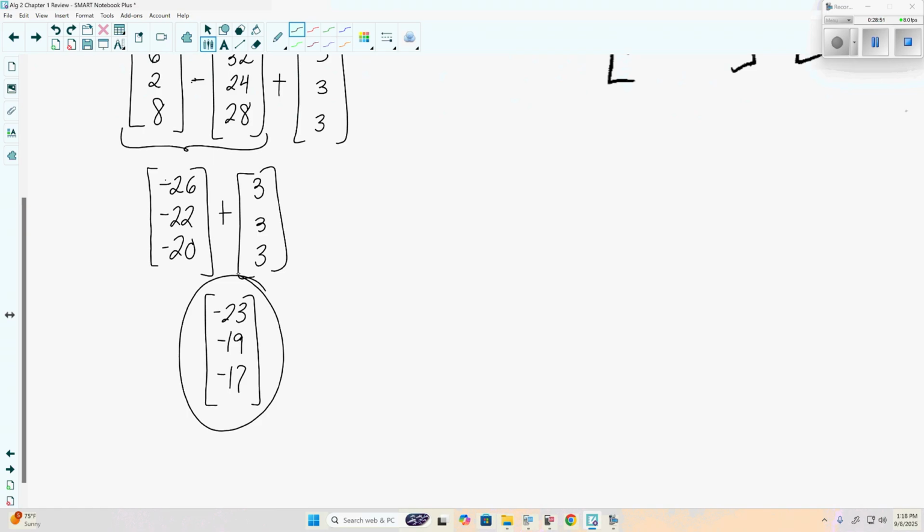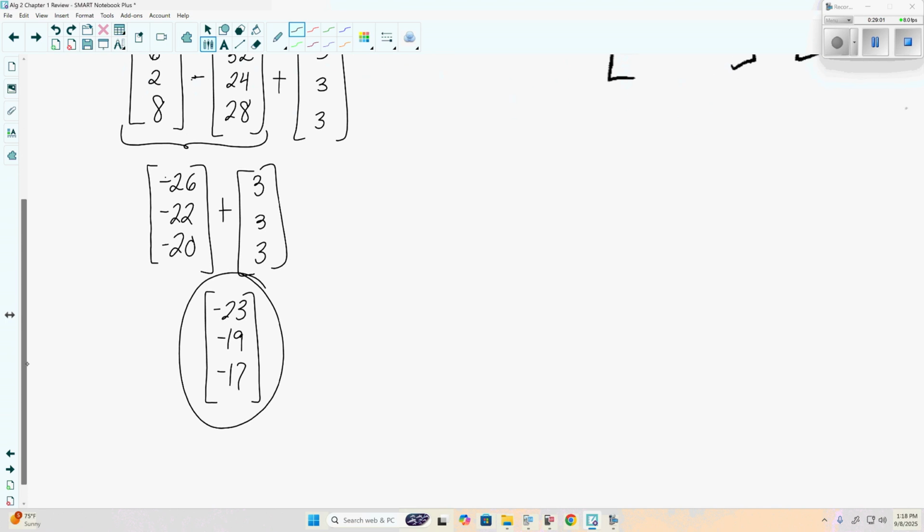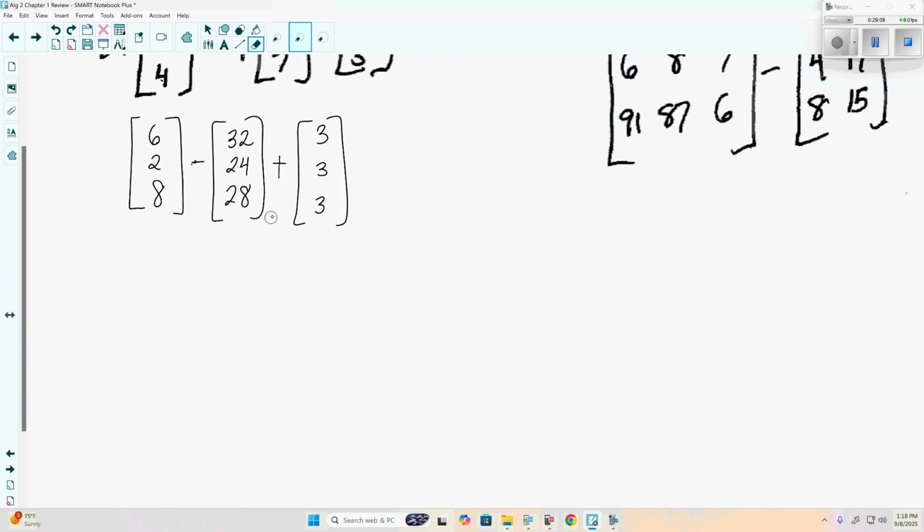Questions on this here? Now that is a good question. Could we have just said 6 minus 32 plus 3 at this point? That's all we're doing, isn't it? 6 minus 32 plus 3. 2 minus 24 plus 3. 8 minus 28 plus 3. Yes.